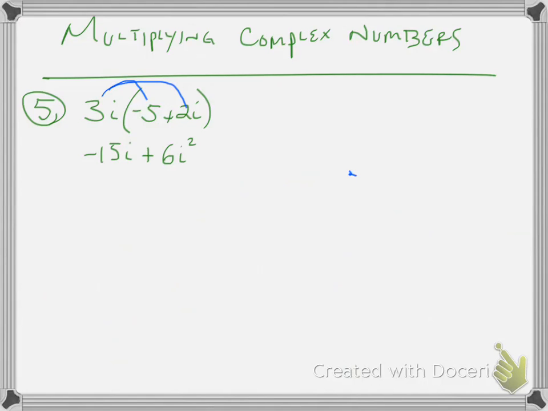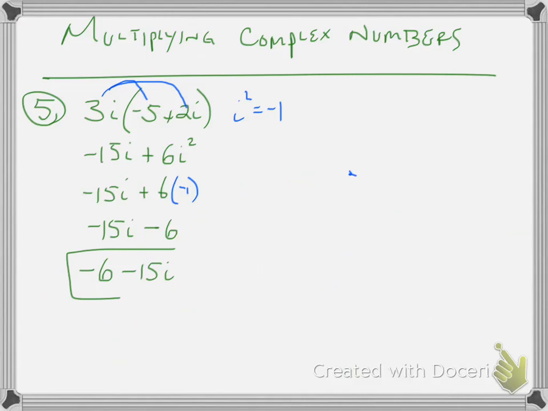The only difference is now I need to do one step further. Because we said that i squared is equal to negative 1, what I need to do is replace that i squared with negative 1 and multiply it with the 6. So I have negative 15i, and positive 6 times negative 1 is negative 6. And now I'm going to write it in the standard form with the real part first, which is negative 6, then the imaginary part, negative 15i, and that's my simplified form.